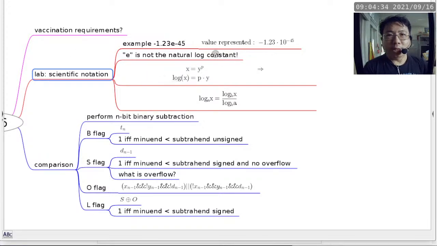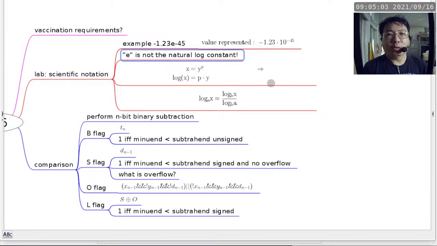All right, so getting back to scientific notation. In scientific notation, if you see negative 1.23 e negative 45, it really is representing the value of negative 1.23 times 10 to the power of negative 45. So the negative 45 is representing the power of 10 that you need to multiply to whatever number is preceding the lowercase e.